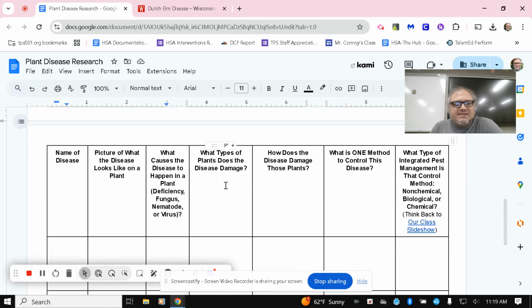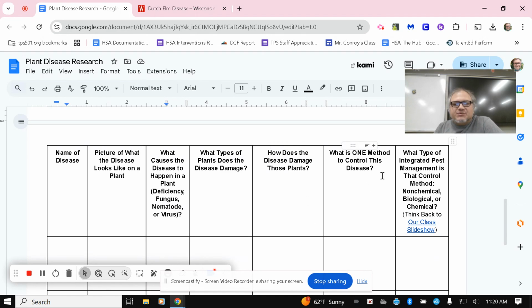What types of plants does the disease damage? Again, look at the information. Sometimes it may be obvious because the name might specifically indicate a certain type of plant. But again, try to do as much research as possible to link up which plants the particular disease damages. How does the disease damage those plants? Again, any information page on it should give you some details about the types of damage that it causes to the plant. Basically, I want to know, if it's killing the plant, how is it doing so? Like, how is it affecting the plant? How is it preventing it from surviving?